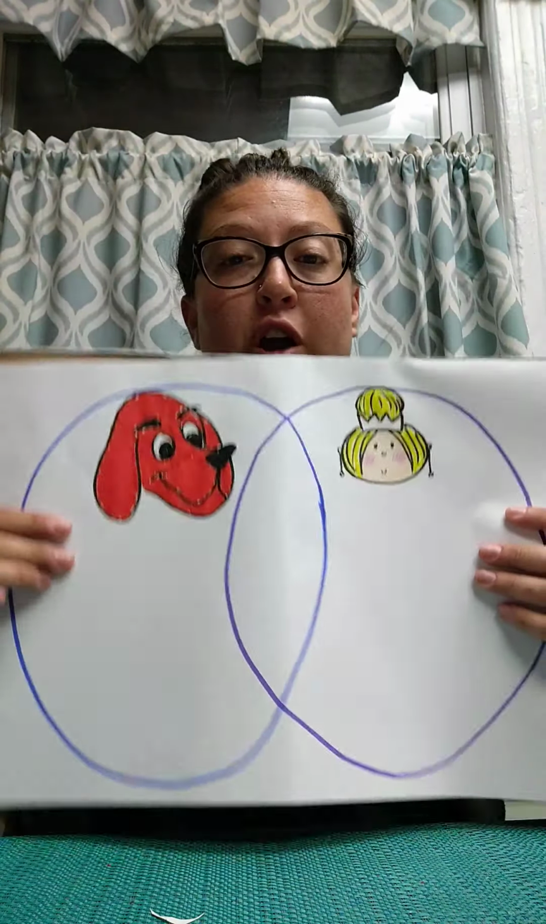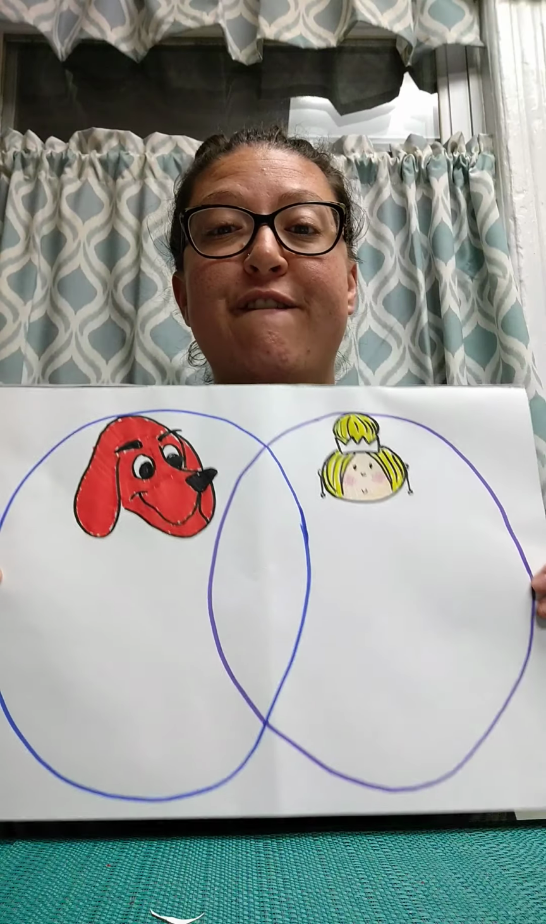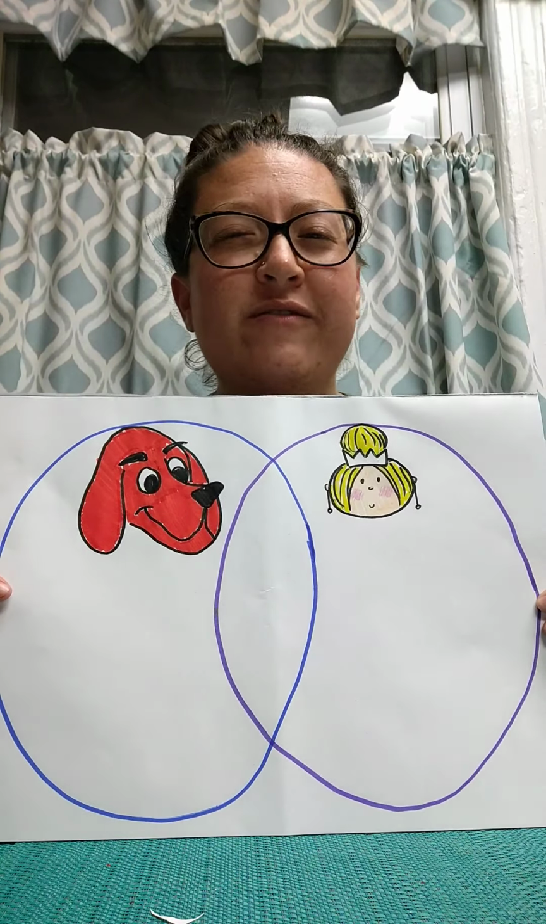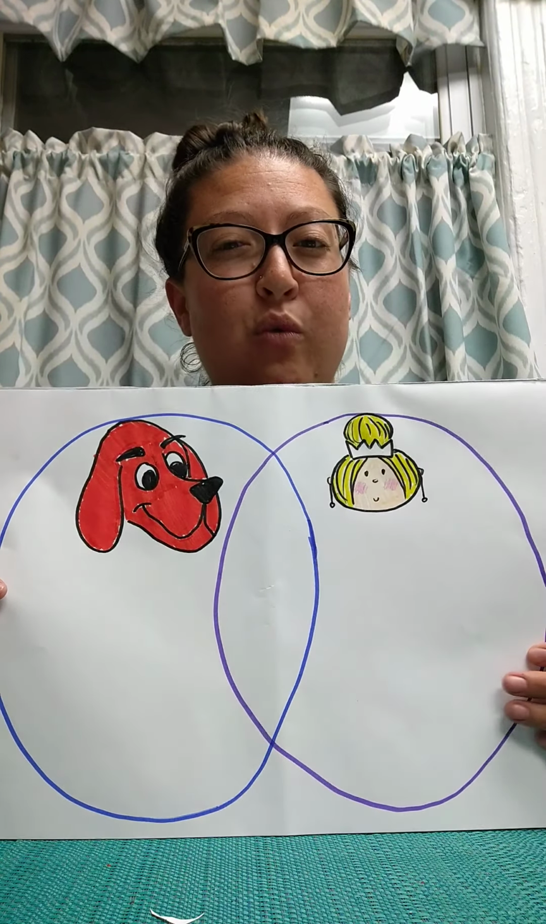We learned about comparing and contrasting. Compare is the things that are the same, and contrast are the things that are different. So we're going to read two stories tonight, and then we're going to make a chart. This is called a Venn diagram. We've done these in class, if you remember.